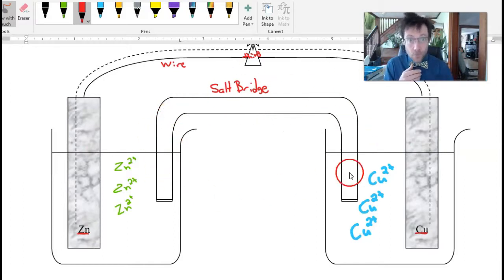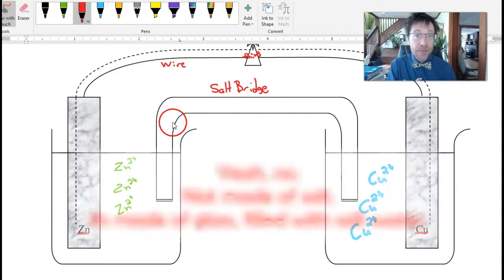Electrons are going to flow. And so nature doesn't allow things to become unbalanced. It just doesn't. So what we needed to have is this thing called a salt bridge, which is literally just like a bent tube like this, typically made out of salt.